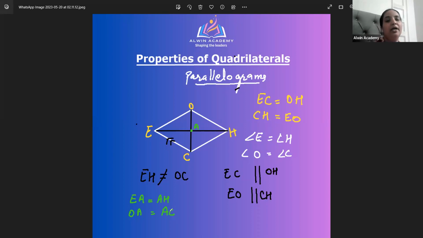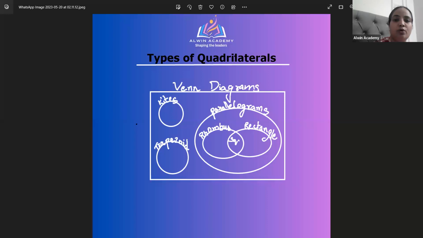Right, everyone? Now I am moving to the next diagram. Explain this to you. Okay. Now we have this Venn diagram in front of us to understand the types of quadrilaterals very nicely. Now this diagram tells me that there is a bigger type of quadrilaterals which are known as parallelograms, which I can draw like I have drawn it earlier.